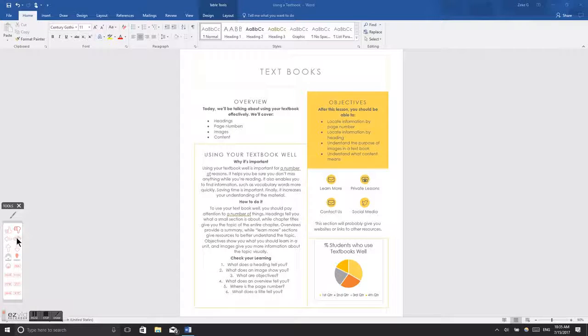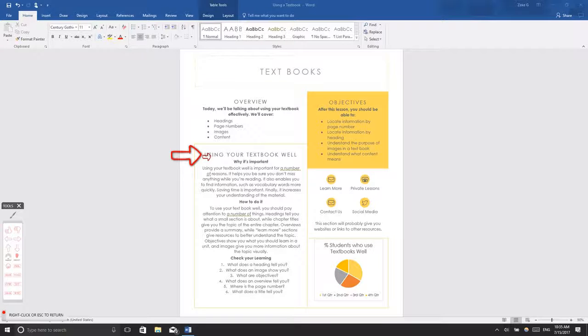Every single chapter in your textbook is going to have content. Content are the main words of the textbook. It's the paragraphs of writing that gives you information. Within the content, you can also find headings. Here's the main heading for this section, using your textbook well. So when I see this main heading, I know that this whole section is about using my textbook well. Meaning if I have a homework question that asks about using my textbook well, the answer is probably in this section.